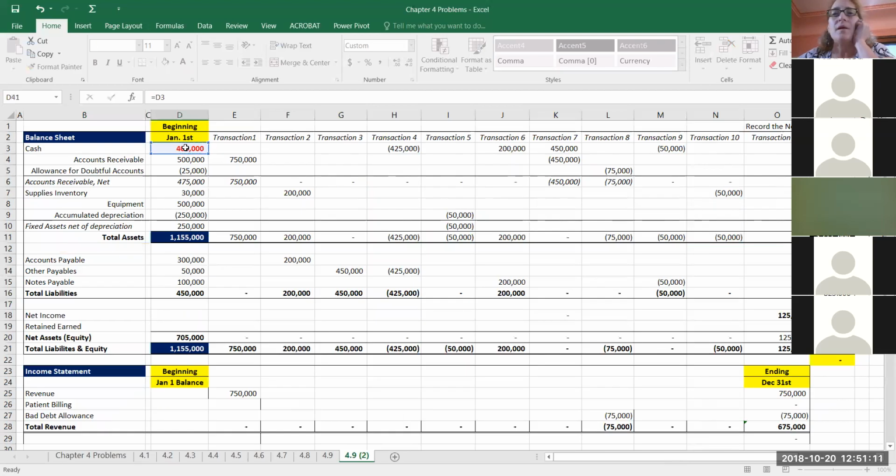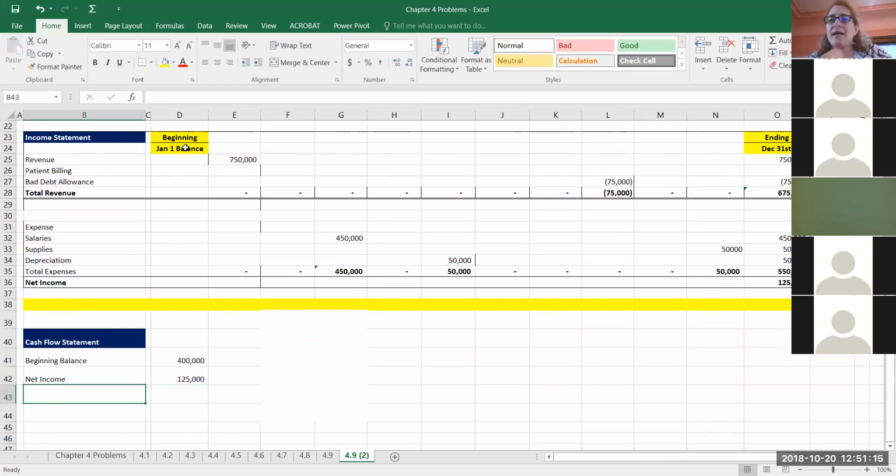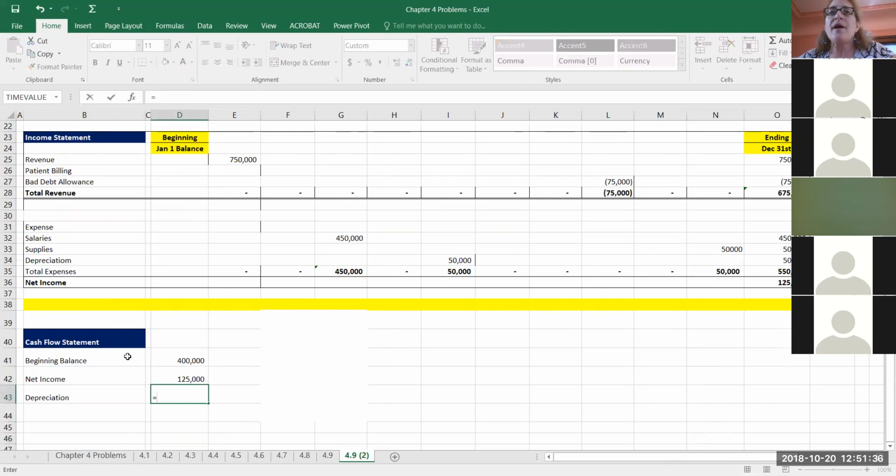All right, so beginning balance we know is 400,000. All right, so we got our net income, and then what we're going to subtract. Does anyone know the first thing we subtract? Depreciation, right? Depreciation. We know that that's a non-cash expense, right? So we're going to take that out, all right? So we know that we have $50,000 worth of depreciation that happened this year.